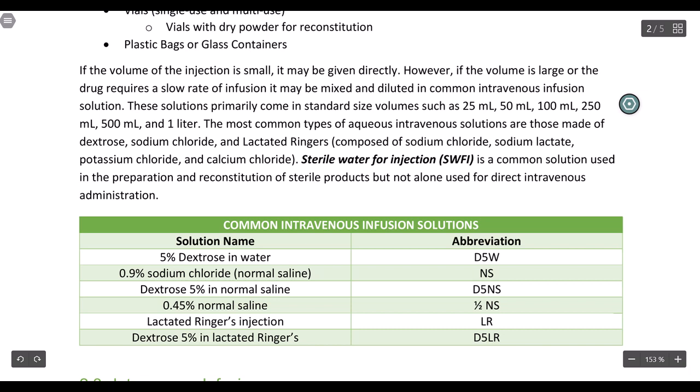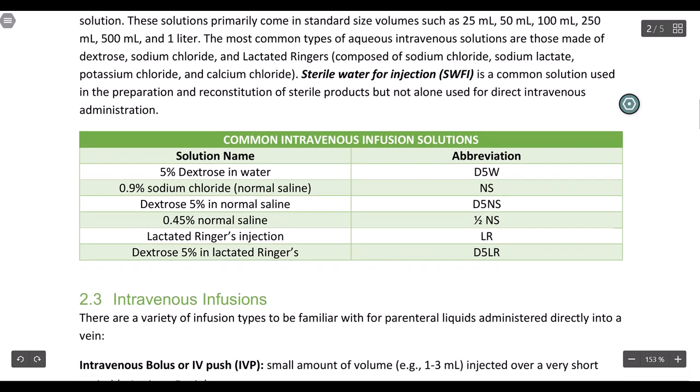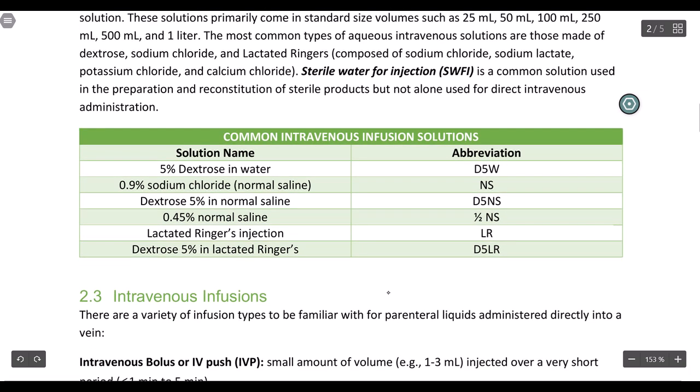We can reconstitute a product and use that, but it's not given alone. These products are made in that you will typically be comfortable to give to a patient. If you give things that are like sterile water, they may start to burn, and we'll talk about why that is.